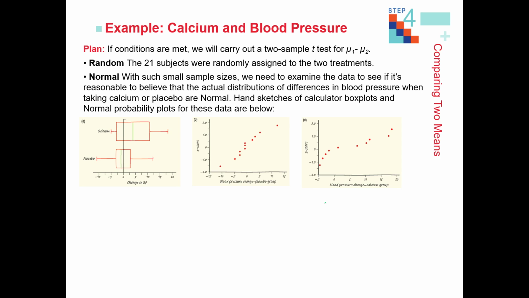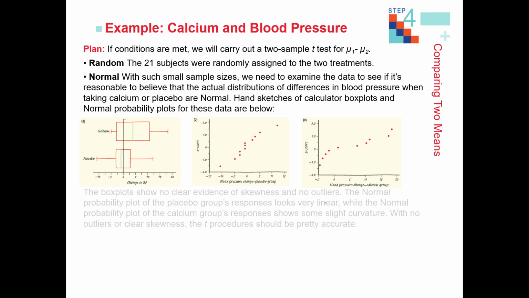And what you see are that the box plots are okay. The normal probability plots are okay. There's nothing that tells us that these populations or these samples are distinctly non-normal. So we're going to go ahead and do our procedure.